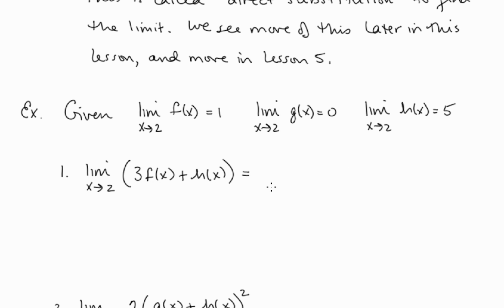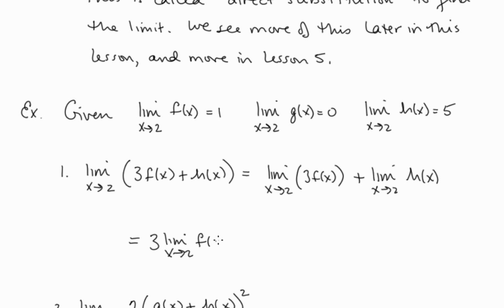So the first thing I'm going to do is make use of the first limit law that says this is going to be the limit as x goes to 2 of 3f of x plus the limit as x goes to 2 of h of x. Now we make use of the limit law that says you can bring the constant outside. So this is going to be 3 times the limit as x goes to 2 of f of x plus the limit as x goes to 2 of h of x. So that's going to be 3 times 1 plus 5, and that's 8.